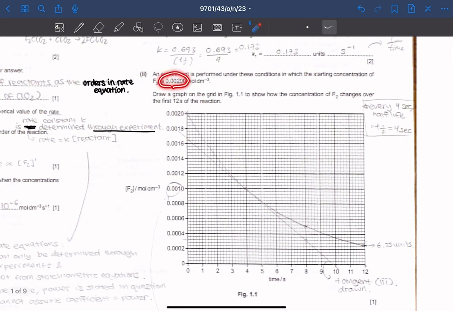So it starts at 0.002 mole per dm cube concentration. So this is your first point. And then at half of 0.002, which is 0.001, there is an interval of 4 seconds. So this is your next point. And then next, at the half-life of 0.001, which is 0.0005, around here, we have another half-life of 4 seconds, which is at the time 8, because this to here has the interval of 4.